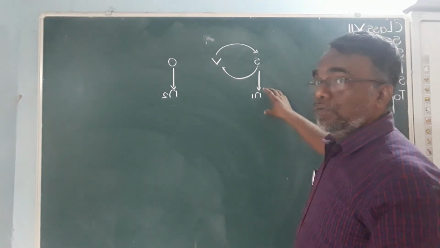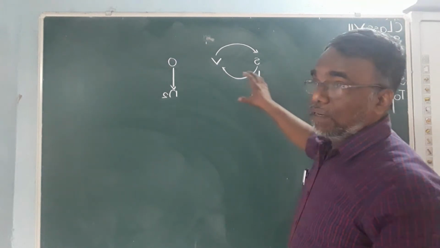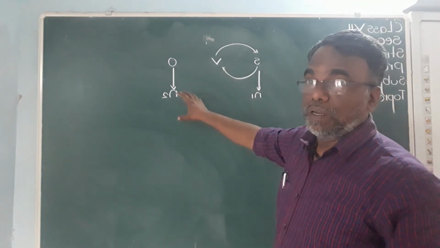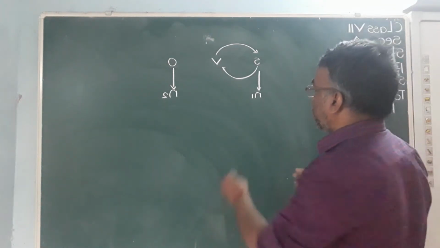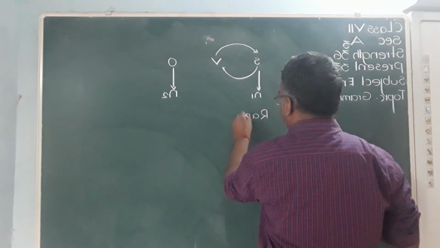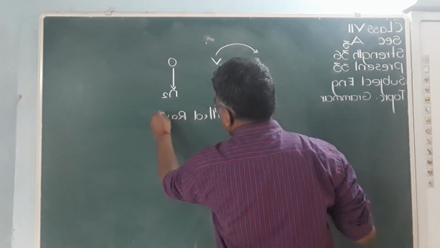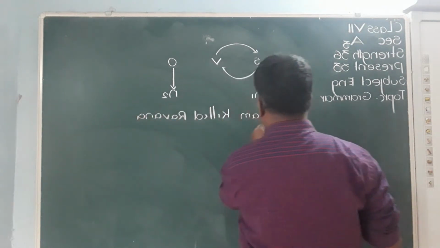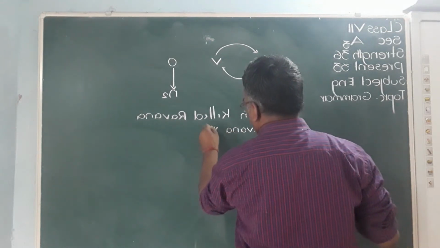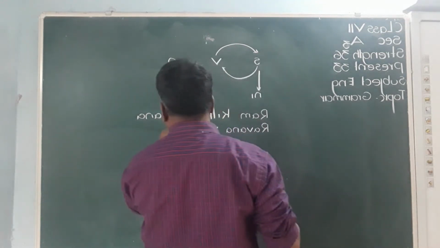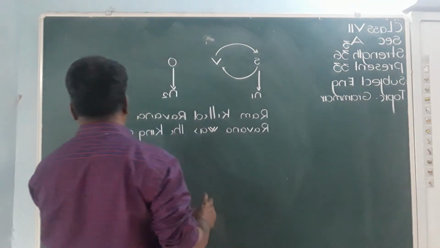The same noun which can occupy the position of the subject in one sentence can occupy the position of an object in another sentence. In this way, suppose Ram killed Ravana. In another sentence, suppose Ravana was the king of Lanka.